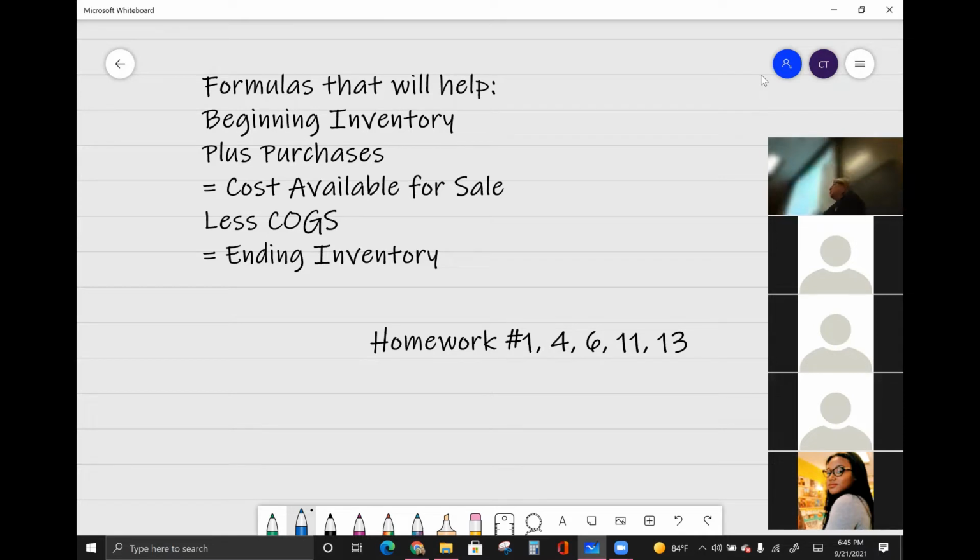Less cost of goods sold. So out of what's available, I'm going to sell some of that and I'll have costs associated with whatever was sold. So I need to deduct those costs. And once I deduct those costs, I'm left with my ending inventory. So that's going to be helpful.